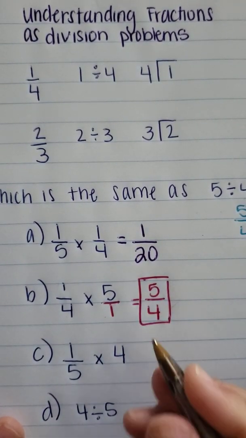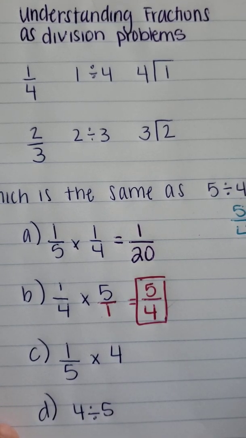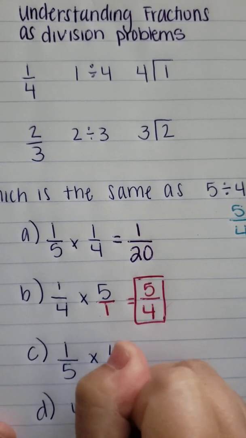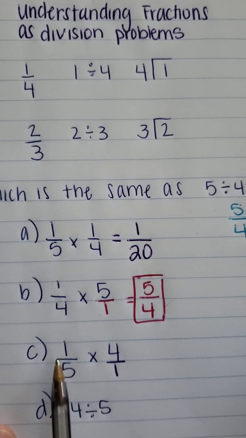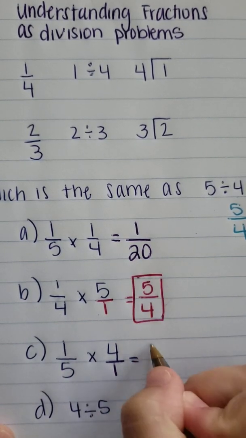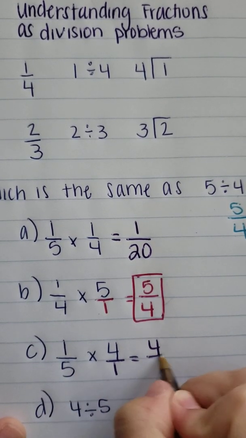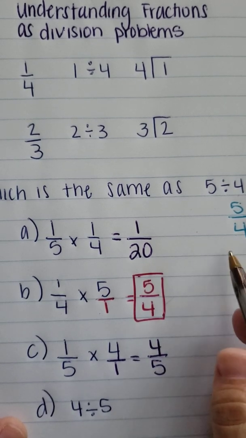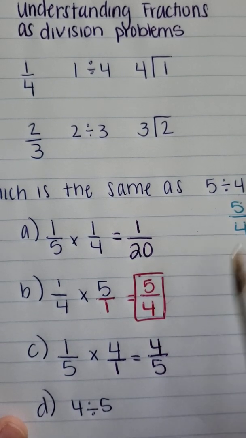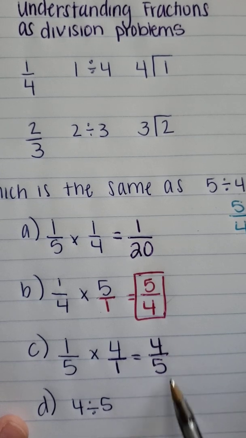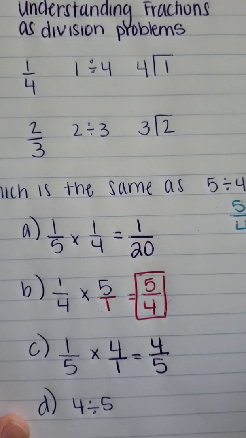Okay, so I'm going to go to the next one. I also need to put a 1 in the denominator. I'm going to multiply across. 1 times 4 equals 4. 5 times 1 is 5. Are they equivalent? No. The denominators and numerators are not in the same spot. 4/5 is not the same thing as 5/4.